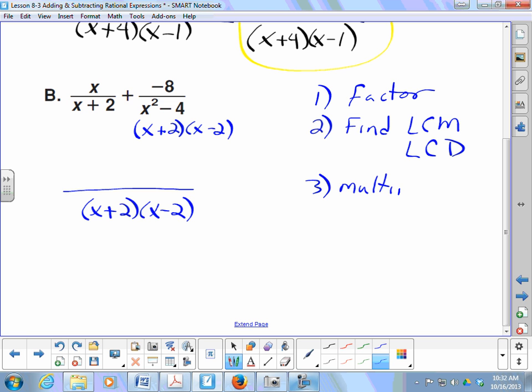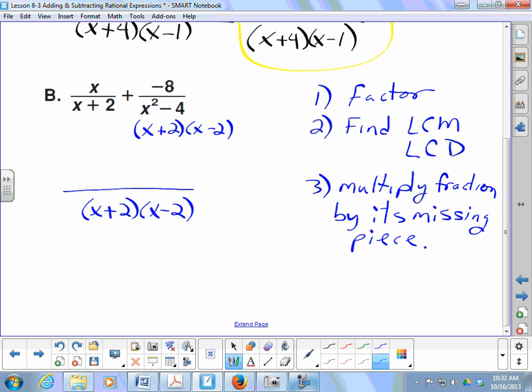multiply each fraction by its missing piece. Does that work? Does that make sense to you? Nolan, does that make sense? All right. So I'm going to multiply this over here by x minus 2 over x minus 2.